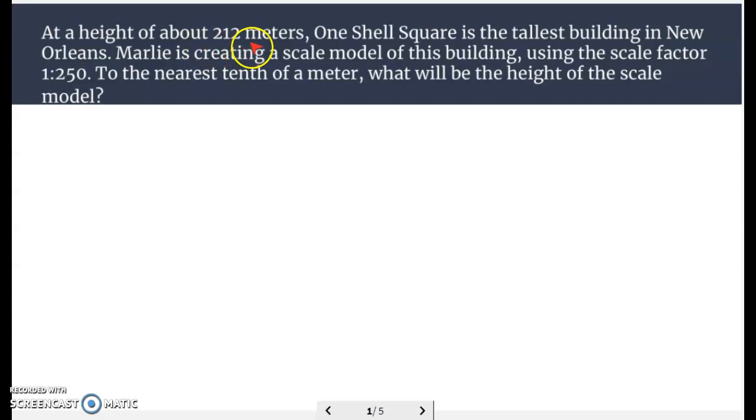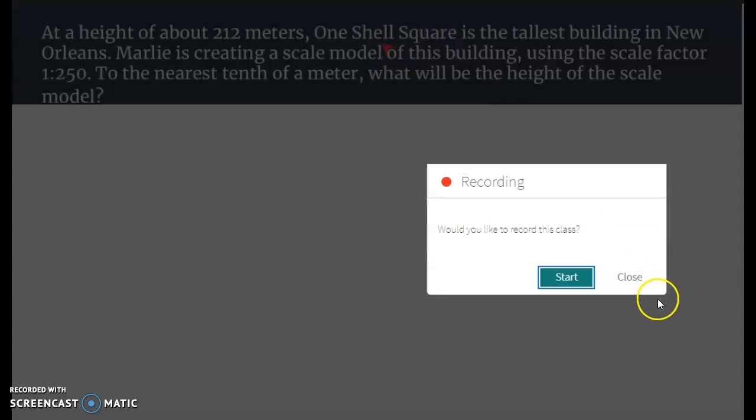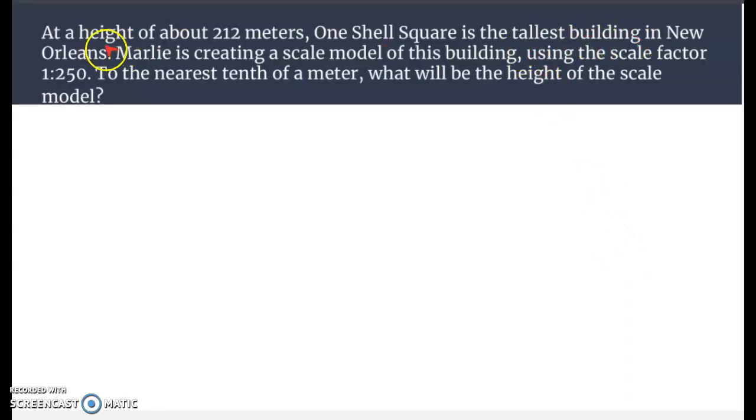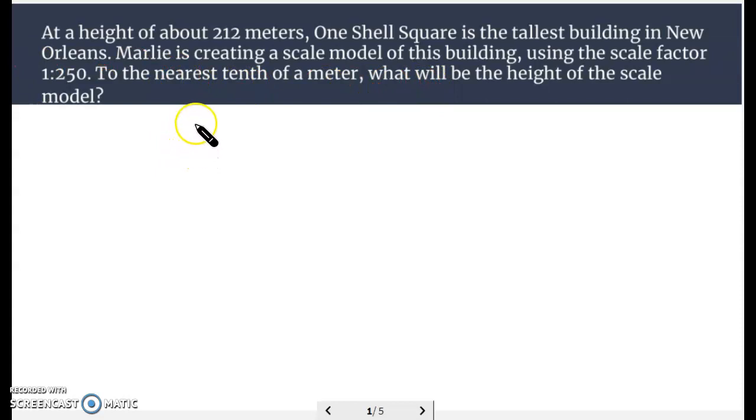At a height of about 212 meters, One Shell Square is the tallest building in New Orleans. Marlie is creating a scale model of this building using a scale factor of 1 to 250 to the nearest tenth of a meter. What will the height of the scale model be? So here's what we're going to do. We're going to make that ratio 1 to 250.